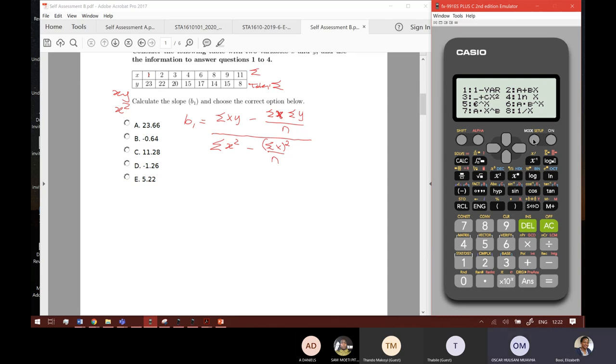Okay, there's lin, log, X, and then power, inverse, quad. But do you have one that says A plus BX? Let me check. No, it doesn't have. Did you press 3 for REG? Press the mode button. Yes, press the mode button.